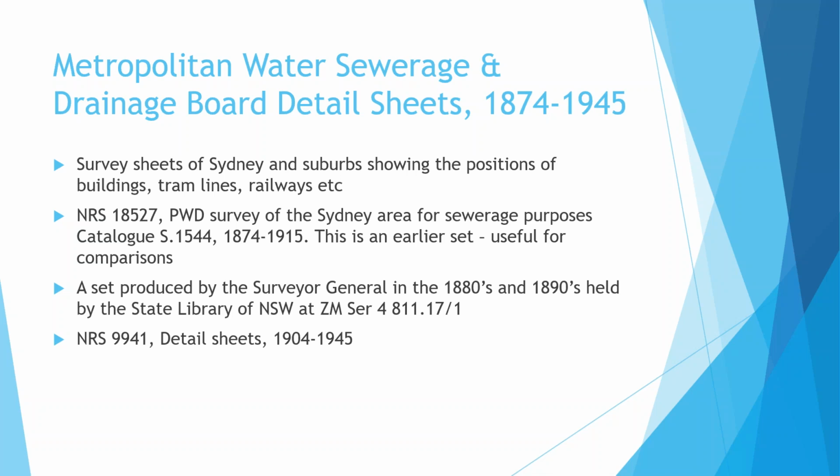There's 3 sets. There's an early set from 1874 to 1915. There's a set held by the State Library that covers the 1880s and the 1890s. And then we've got what we call the detail sheets of 1904 to 1945, which is the example I'll be showing you today.